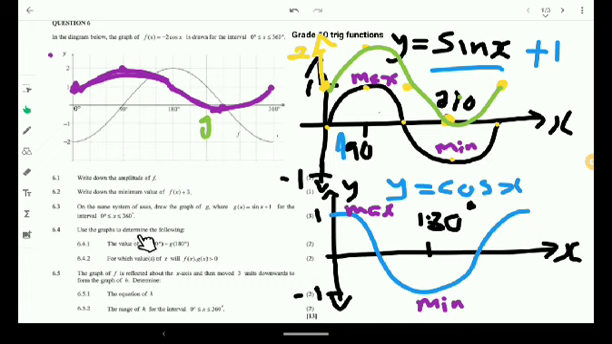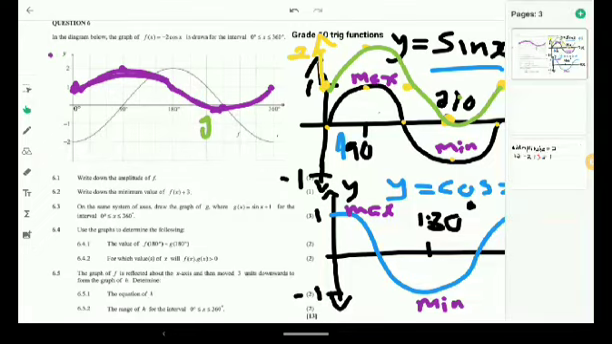Use the graph to determine the following. That means for 6.4.1, we must determine the value of f at 180 degrees minus g at 180 degrees. So let's do this very quickly. We will use the graph that we have already drawn.